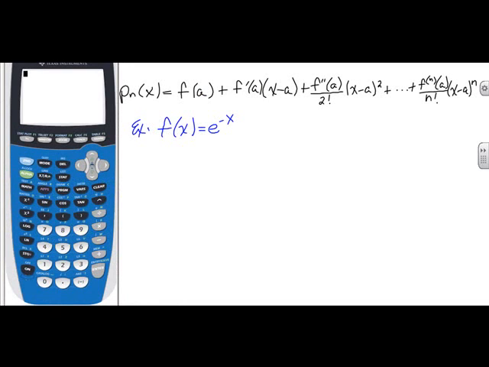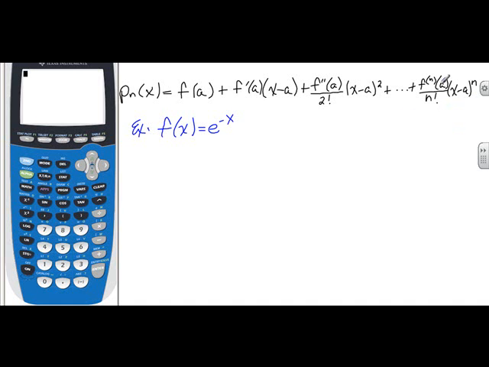At the top of the screen I've got the formula for the nth order Taylor polynomial for some function f with the center at a. That formula is always going to start with the function evaluated at a, then the first derivative times x minus a to the first power, plus the second derivative over 2 factorial times x minus a squared. The next term, I ran out of room, would be the third derivative f triple prime of a over 3 factorial times the quantity x minus a cubed, and so on to the nth derivative evaluated at a divided by n factorial times x minus a to the nth power.